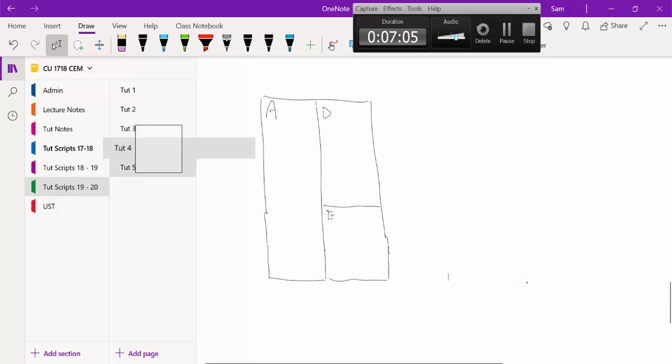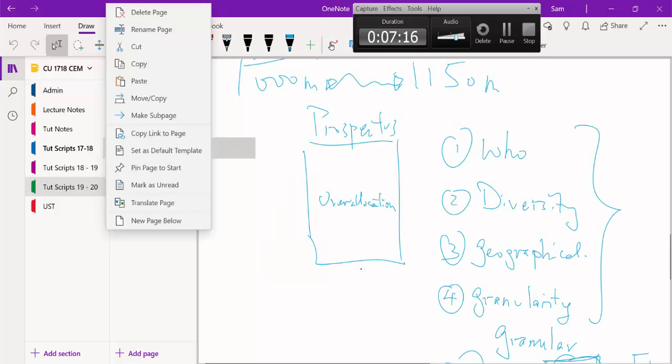What's going on here? Someone has hijacked my machine. I didn't do anything.